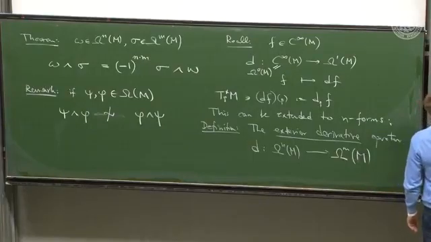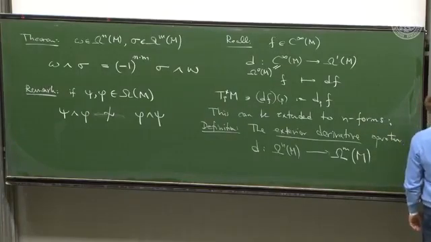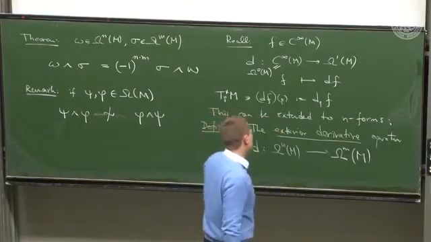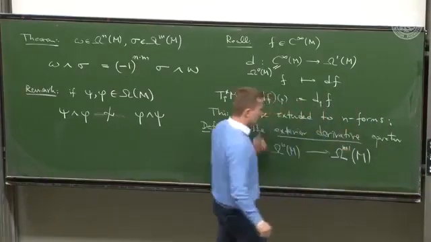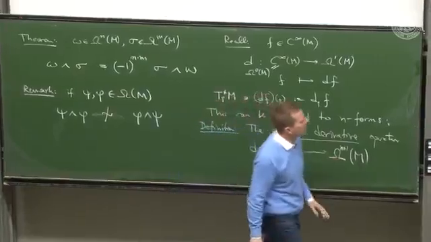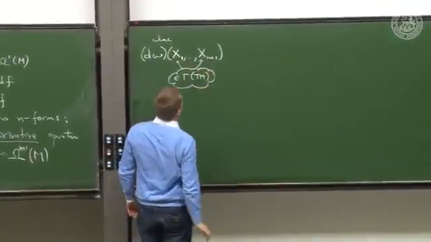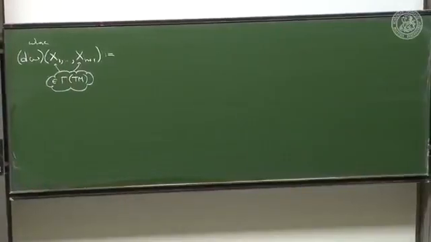So I can define it by having it act on n plus 1 vector fields. I'm sorry, these are smooth vector fields. I raise the degree of the form by 1. If I have this (n+1)-form act on n plus 1 vector fields, and I know how that works, then it's defined. So how is this defined?